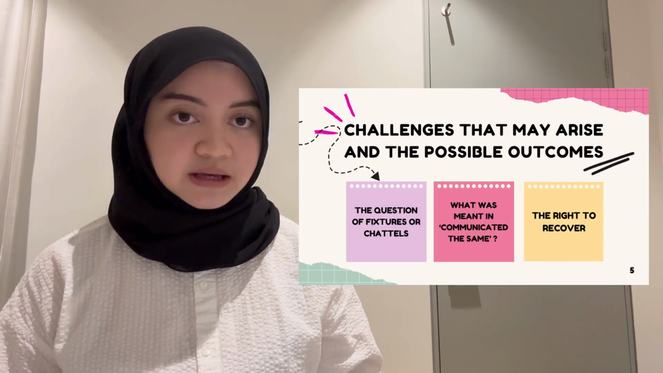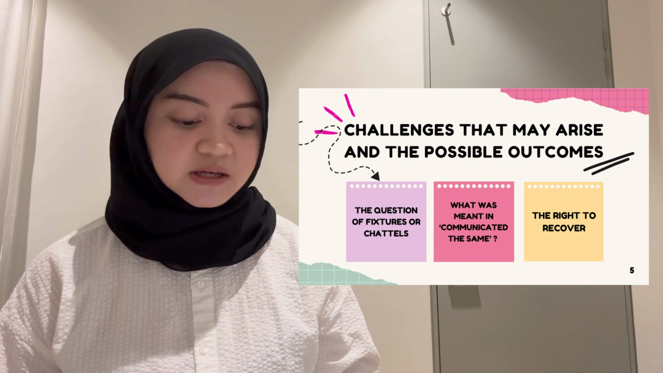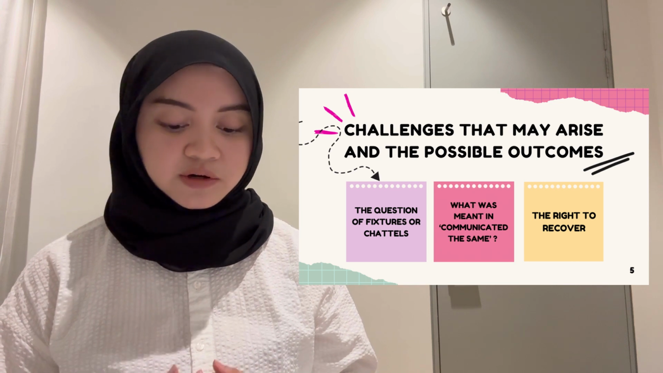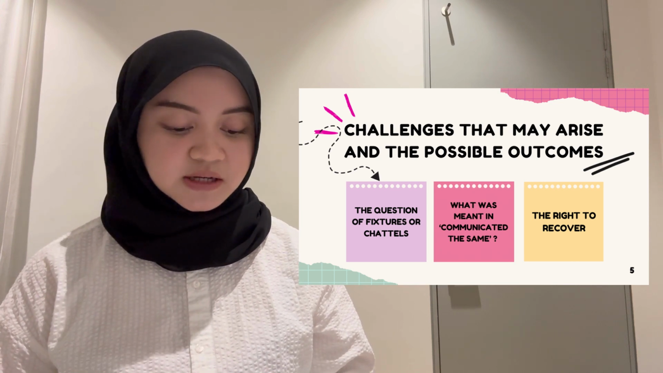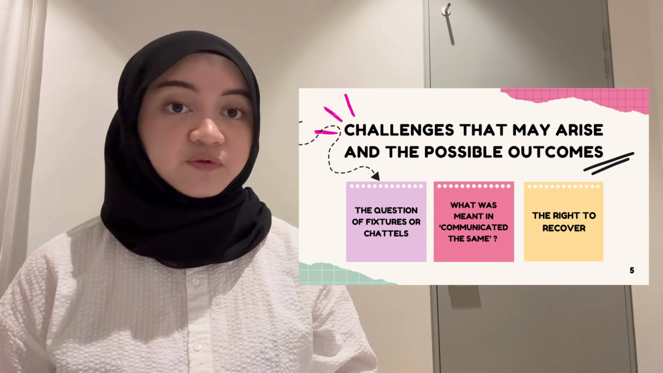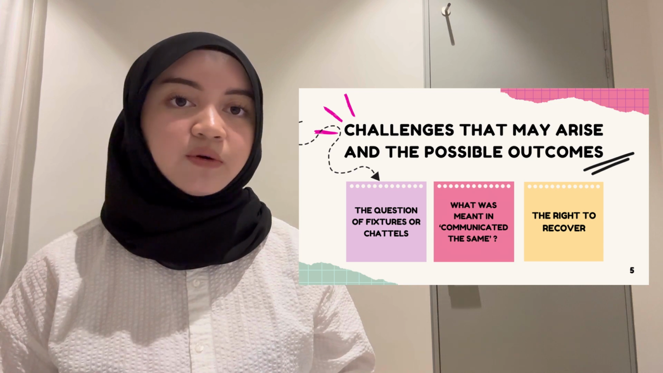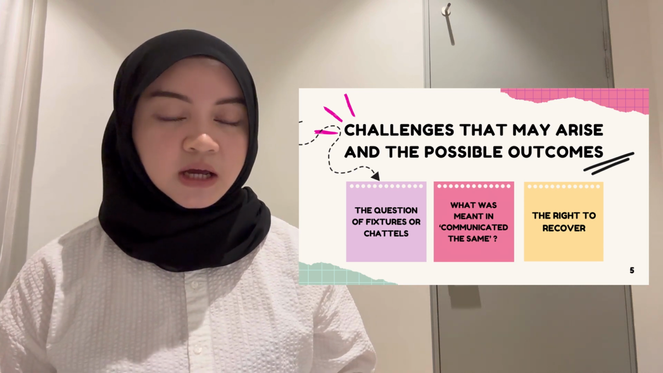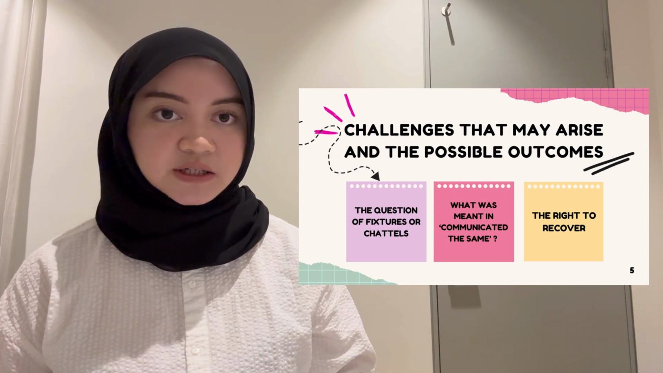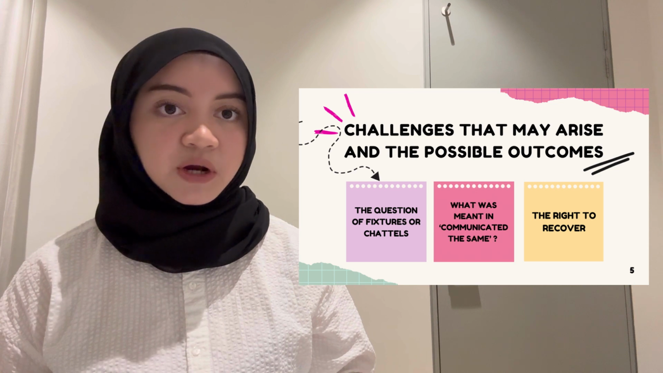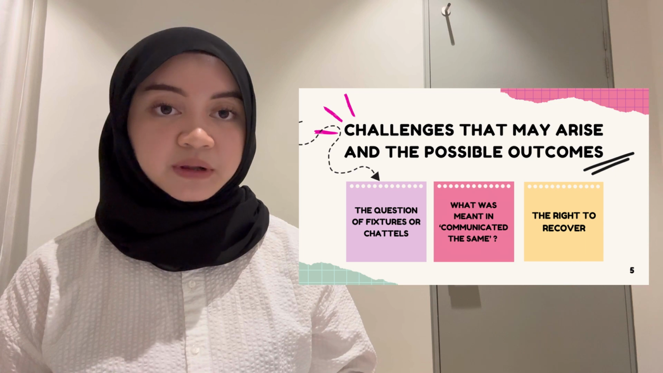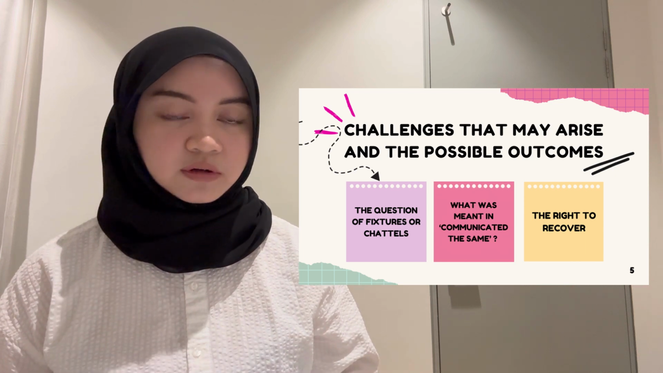Moving on now to what I believe may be the challenges that Abraham may face and the possible outcomes that he could anticipate. Firstly, on the question of fixtures or chattels. Abraham was aware that the paintings could be easily removed and the sculptures were made of marble, which was extremely heavy to be moved around. However, with how it was strategically placed around in the property, he would also place the trust and confidence that these items are not mere chattels, but were also fixtures that formed part of the property. And this is because the items were placed to enhance the overall aesthetics.